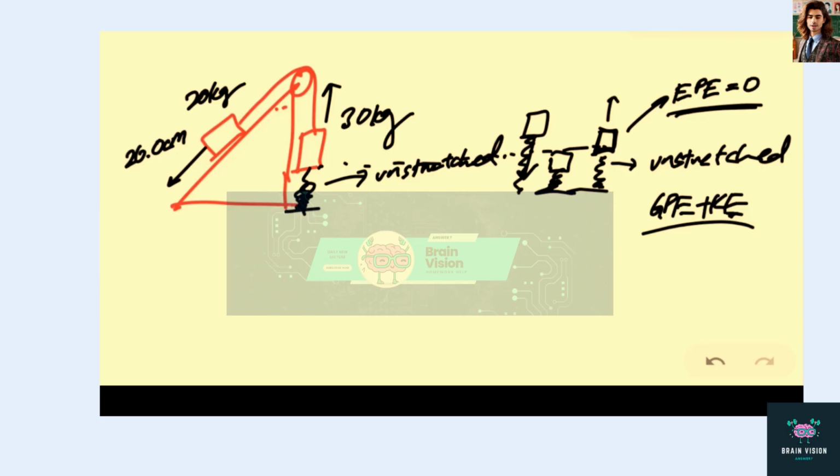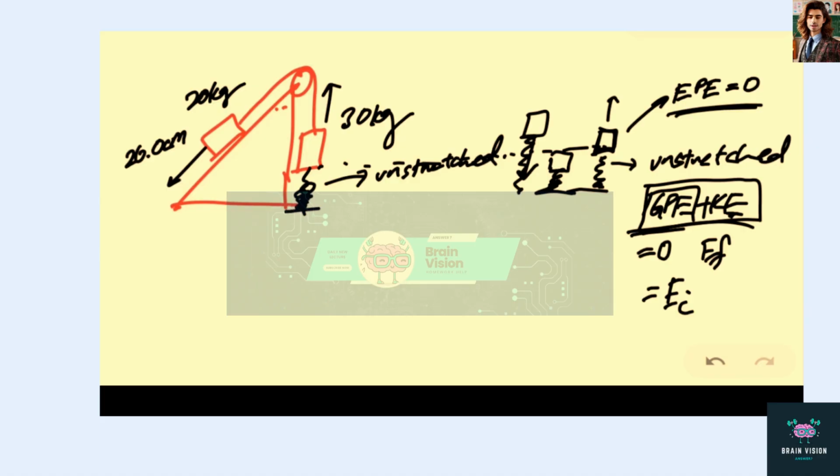Now, to make life much more convenient for all of us, we can set the gravitational potential energy at this point to be equal to 0. This is very much for convenience, and you'll see why later. So by energy conservation, we know that this final energy must be equal to the initial energy, just before we release.